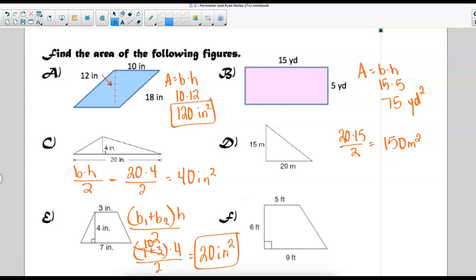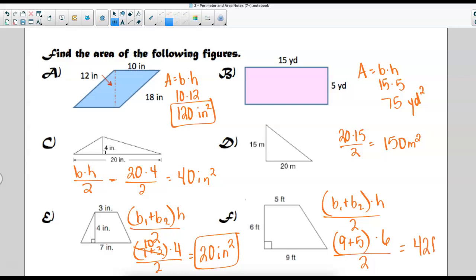Okay, so letter F, again, it's a trapezoid, so we're doing base 1 plus base 2 times the height divided by 2. What are the two bases in that trapezoid? Abby? 9 and 5. So you're doing 9 plus 5. The height is 6, and then divide by 2. What do you get as an answer? What did you get, Owen? 42. Yeah. Feet squared.